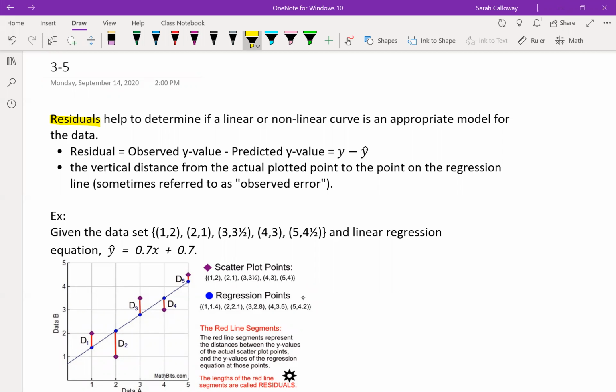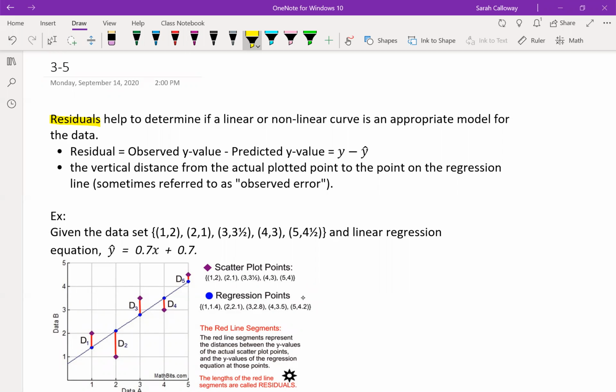Remember, to do that, what they did is they plugged the values for x into this equation. So each x value that was in our original data set, they plugged into the regression equation and got the output values. And so the red line segments are the residuals. So the residuals here are these red line segments. They're visually showing you the difference between the point and the predicted value.